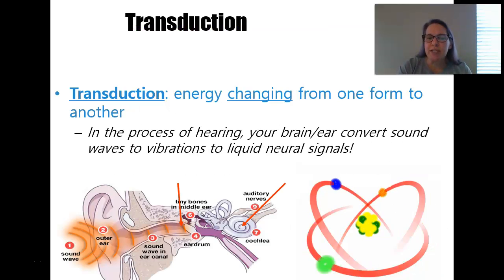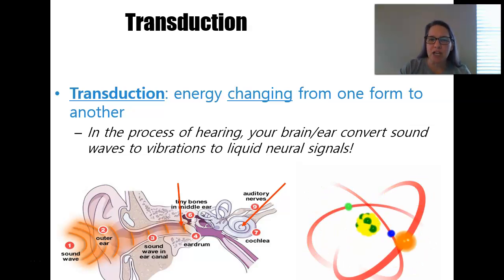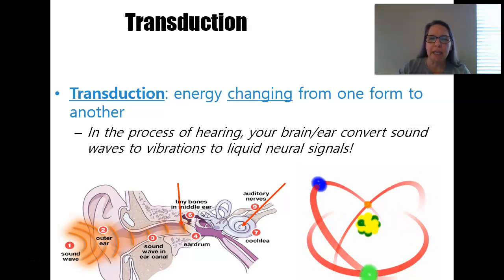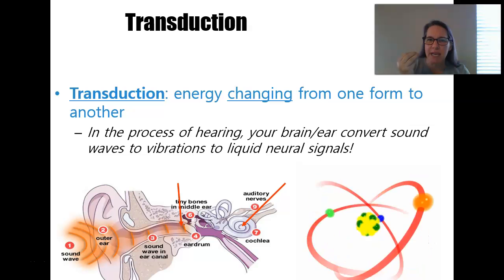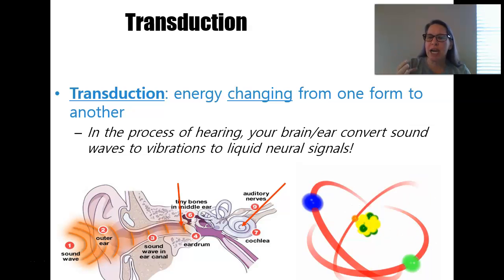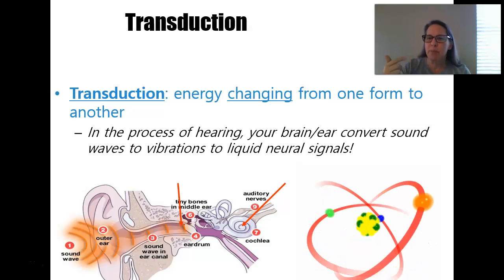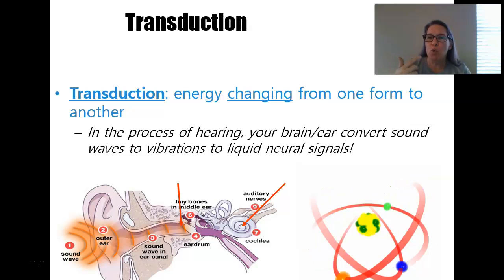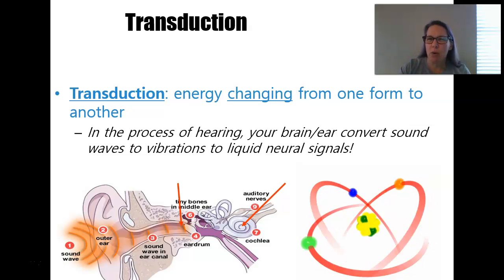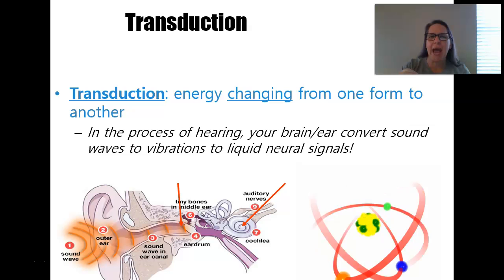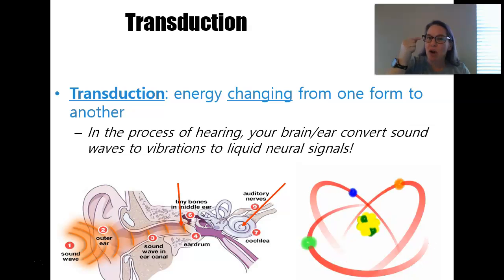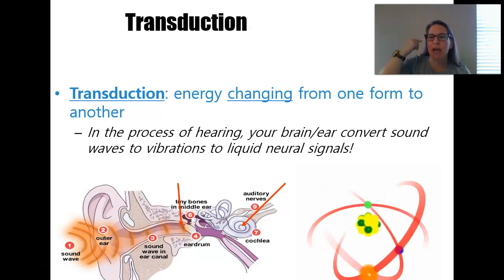Transduction. We're going to be talking about transduction a lot throughout this unit. Transduction happens in every single one of our senses. So transduction is literally the energy that is entering our sensations changing from one form to another. And it has to change from one form to another to be able to be processed by our brain. So we'll talk about it specifically when we talk about vision and when we talk about our hearing, or audition. We'll talk about how that energy that enters our eyeball, for example, is changed within our eye so that it can be processed by our brain.